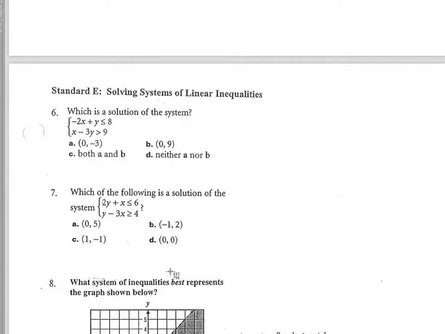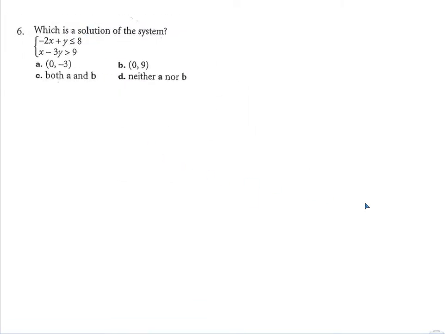We are now on standard E. All right, so which is a solution of that system? Let's just plug both these in and see if they work. So if I plug in 0 and negative 3, 0 into x, it's going to be negative 2 times 0 plus the negative 3 being substituted in. Should be less than or equal to 8. So this is the same thing as negative 3 is less than or equal to 8. Is that true or false? Is negative 3 less than or equal to 8? Yes, that's true. So it works for that one.